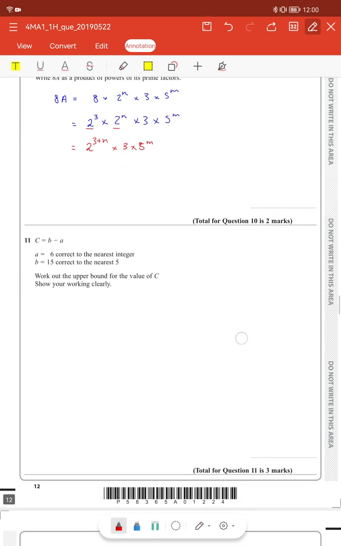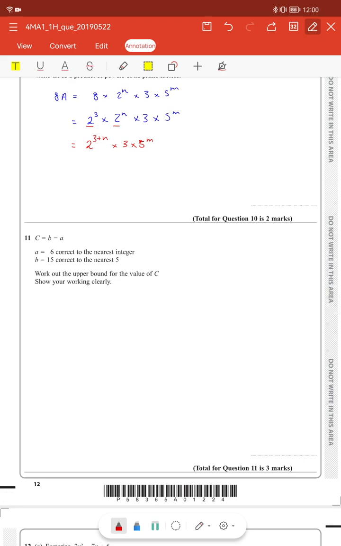C is equal to B minus A. A is 6, correct to the nearest integer. B is 15, correct to the nearest 5. Work out the upper bound. So for the upper bound, I want B to be as big as possible, and I want A to be as small as possible. So if it's 15 to the nearest 5, it can be 17.5, minus 6 to the nearest integer. We want that to be as small as possible, which would be 5.5, which would give us 12.